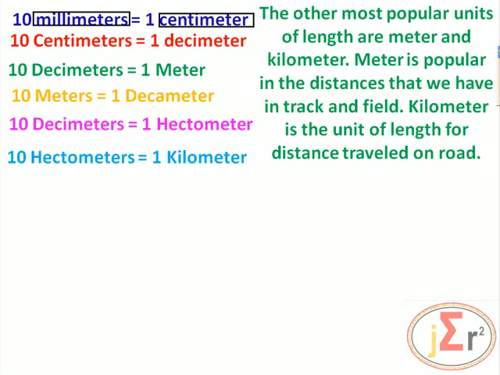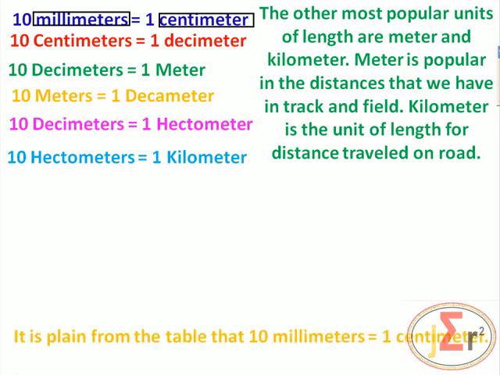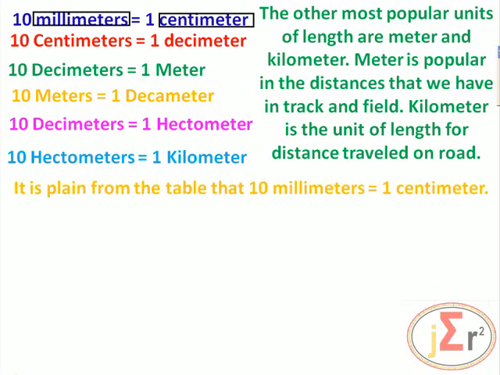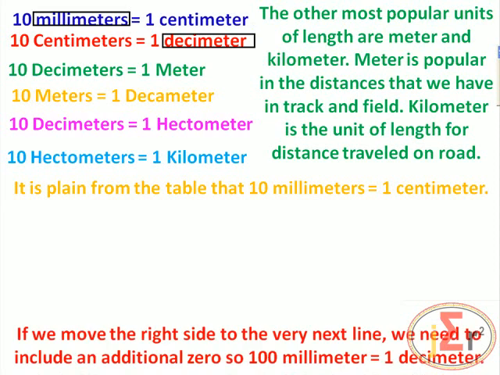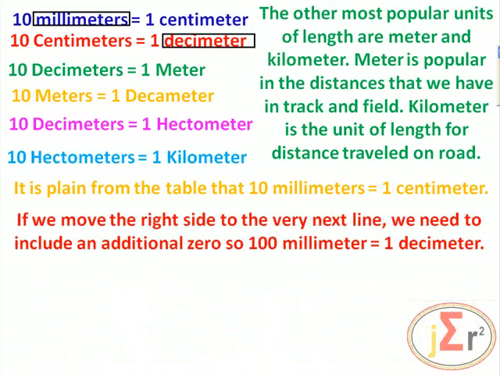Now, here we have a few calculations that you need to be mindful of, Jerry. So I hope that you are paying attention. It is plain from the table that 10 millimeters is equal to 1 centimeter. But if we go from centimeter and we go down, how many millimeters are 1 decimeter? If we move the right side to the very next line, we need to include an additional 0. So 100 millimeters is equal to 1 decimeter.